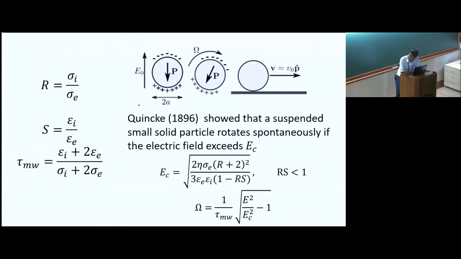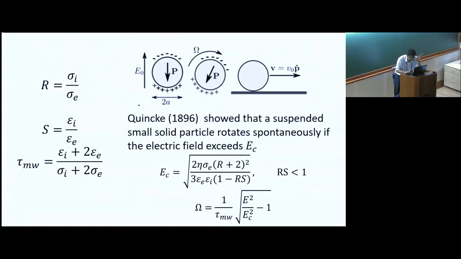This phenomenon was actually discovered quite long ago, and it's called the Quincke rotation. It depends upon a few things: the conductivity ratios, the dielectric constant ratios in the system, and the charge relaxation time. If you have a conducting fluid and you place an electric field, there is a time scale over which the charge is equilibrated in the system. That's your charge relaxation time. If your field is larger than a critical value, given by EC, you'll have a rotation in the system. This is the electric field, that's your dipole moment, and the object usually rolls in this direction.